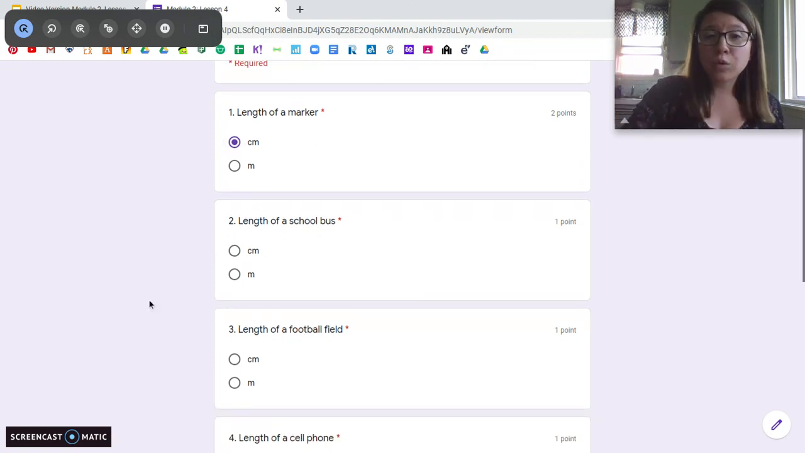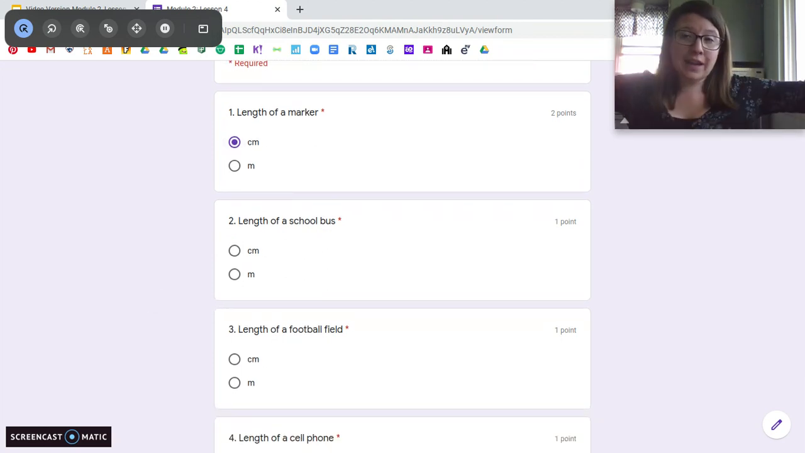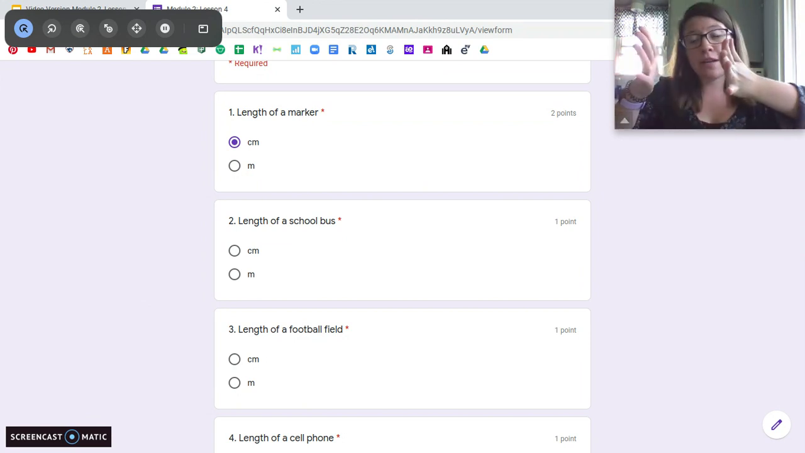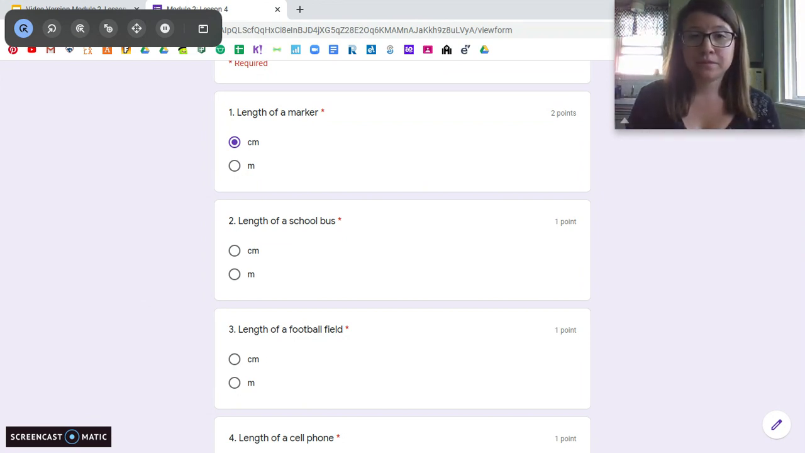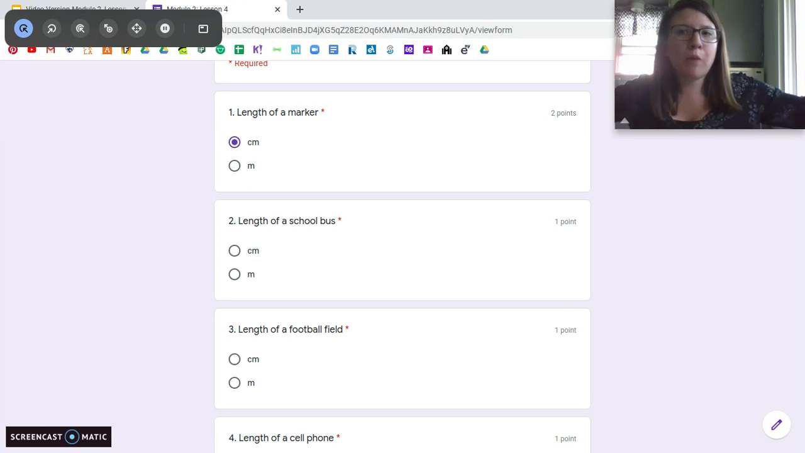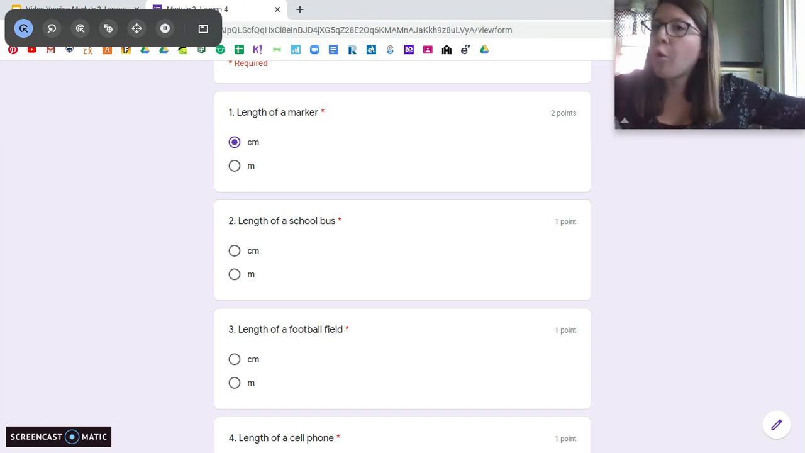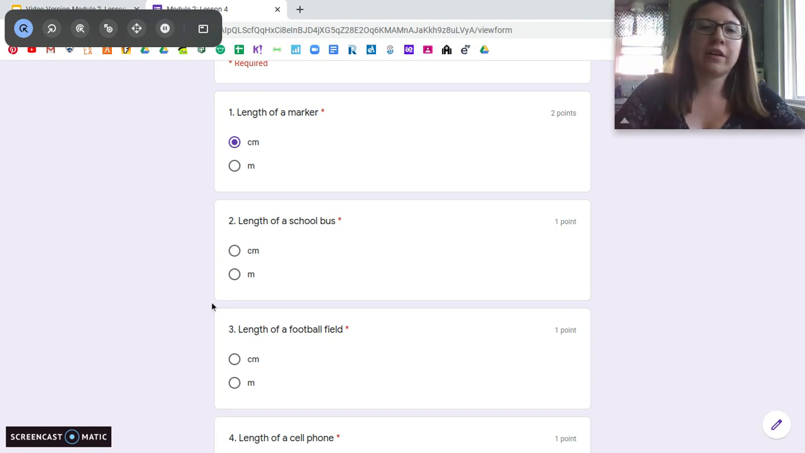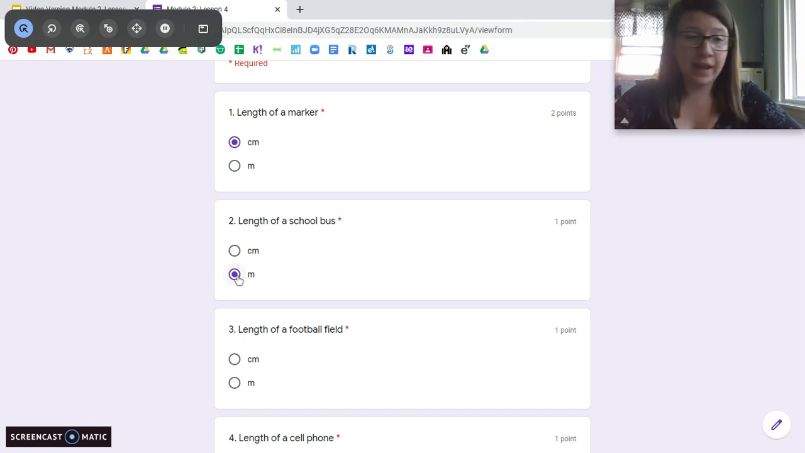Now, the length of a school bus. Are we going to measure that in the big long meter sticks or centimeters? Meters, good. It's going to be multiple meters long. It's going to be well over 100 centimeters long. So you're going to click the M, okay?